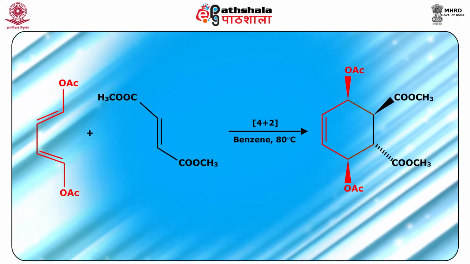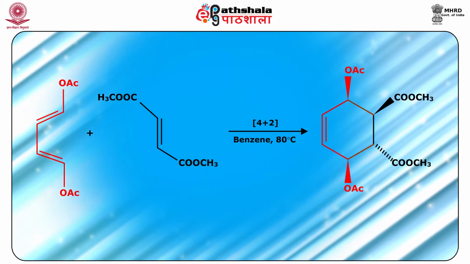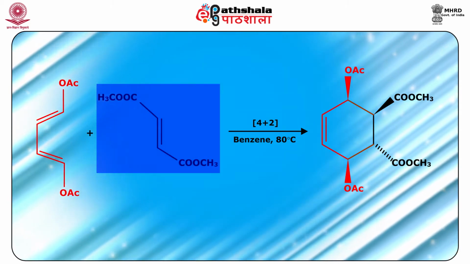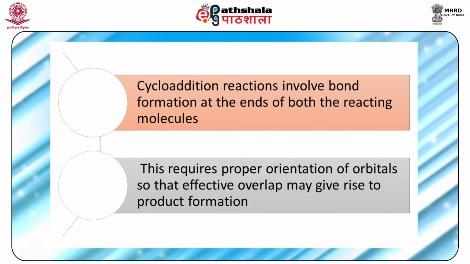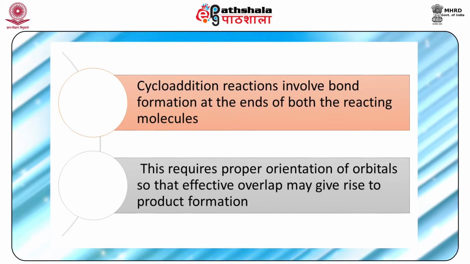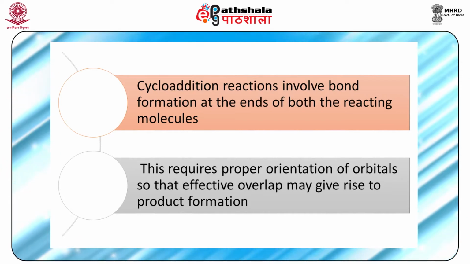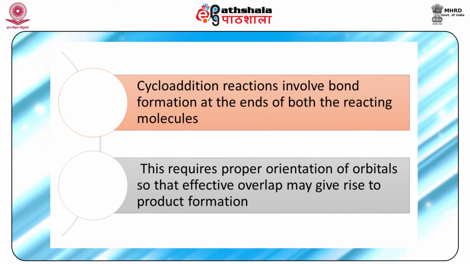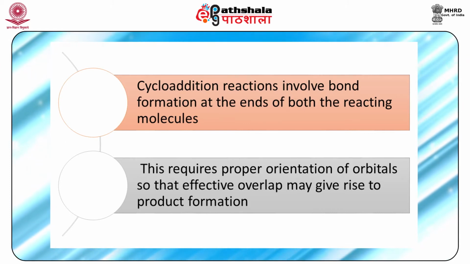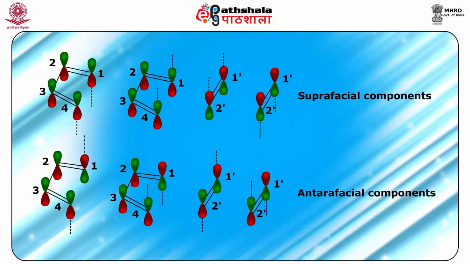In Diels-Alder terminology, the two reactants are referred to as the diene and the dienophile, as you can see in the reaction given. Cycloaddition reactions involve bond formation at the ends of both the reacting molecules. This requires proper orientation of orbitals so that effective overlap may give rise to product formation.